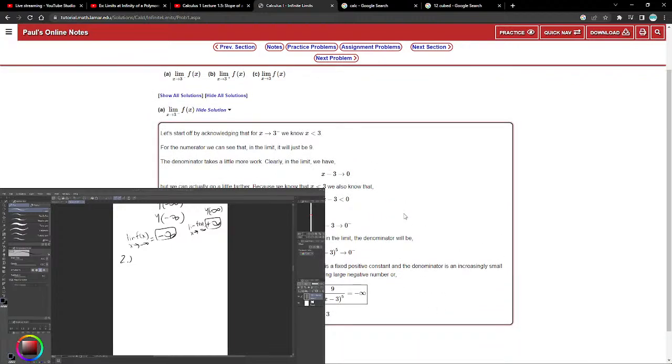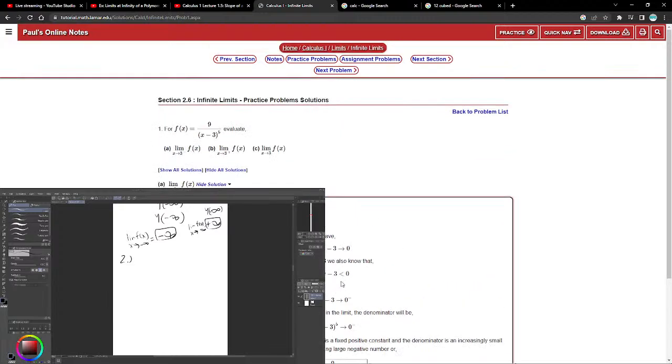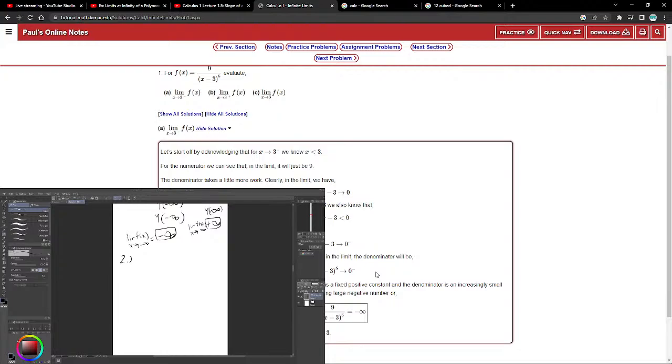Start off by acknowledging that as x approaches 3 from the left, x is less than 3. For the numerator, we can see that in the limit, it will just be 9. The denominator takes a little more work. You have x minus 3 approaches 0.